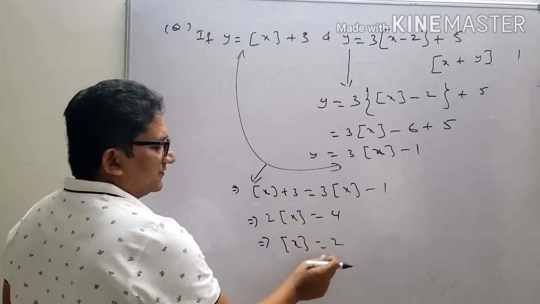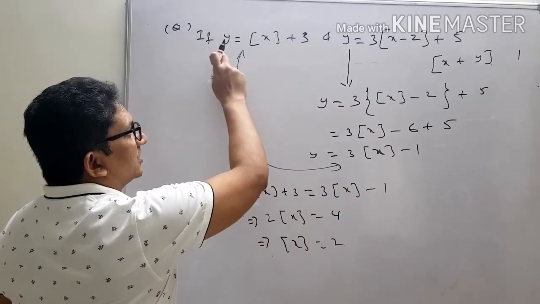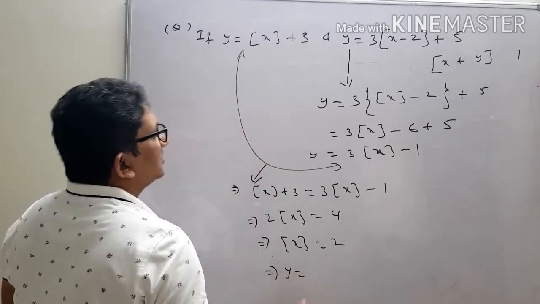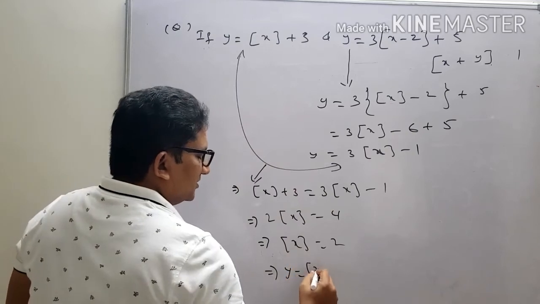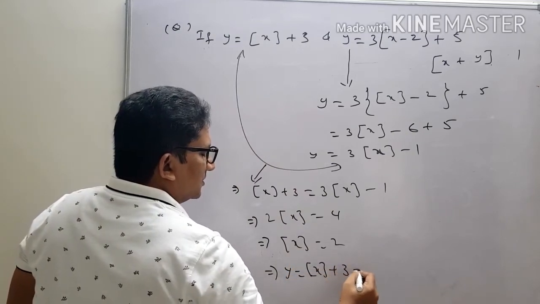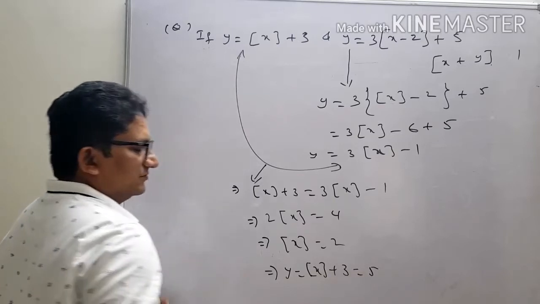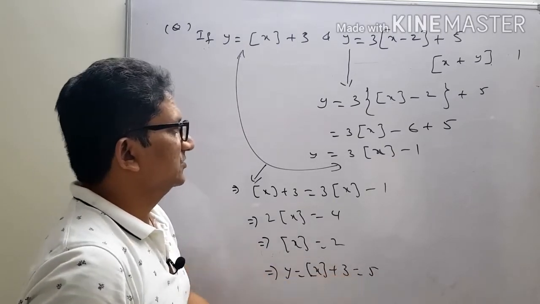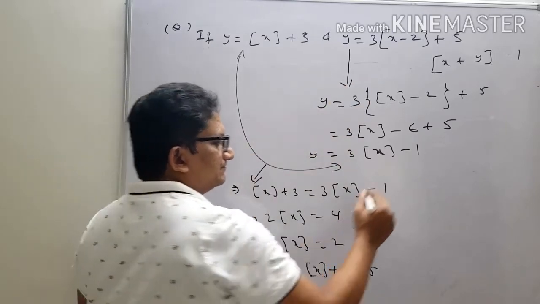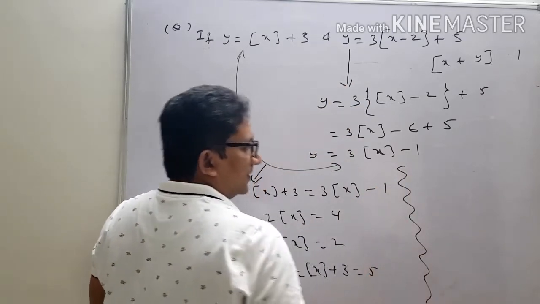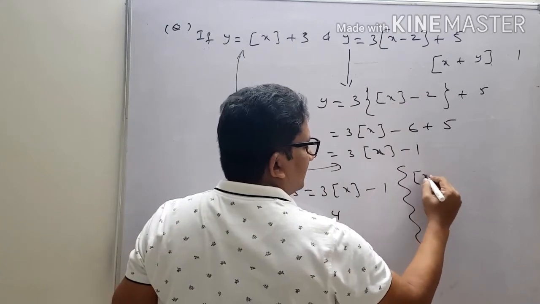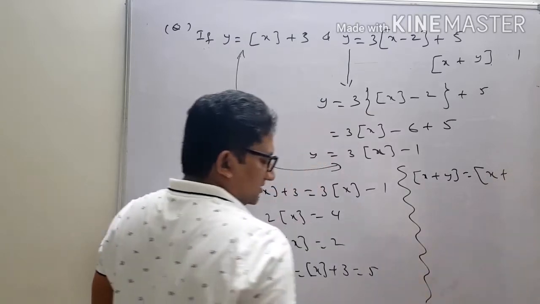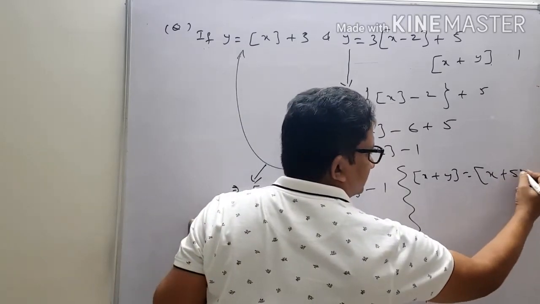We know that if [x] is equal to 2, the y value can be found by substituting here. That implies y equals [x] plus 3, which is 2 plus 3 is 5. So now [x] is 2 and y value is 5. Now the question wants [x] plus y. This we can write as [x] plus y, where the y value we got is 5.